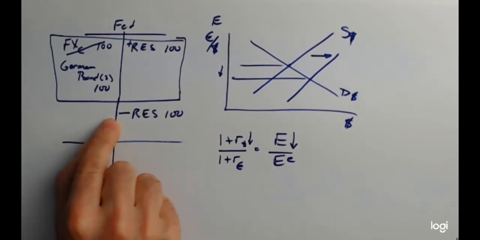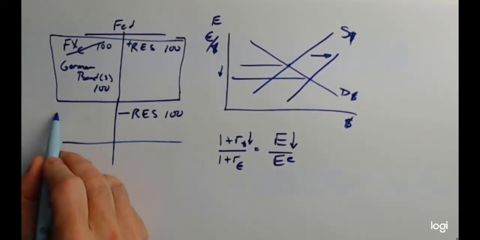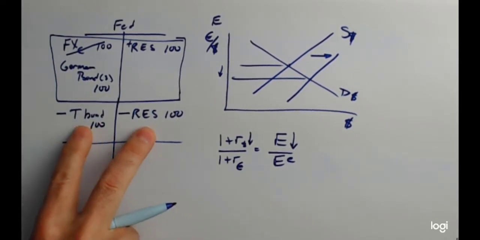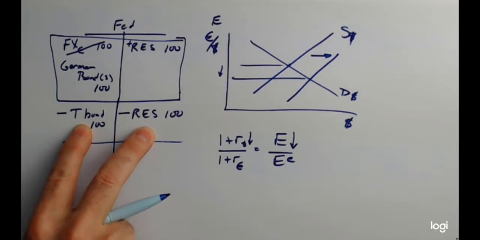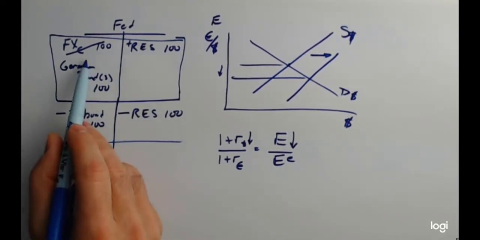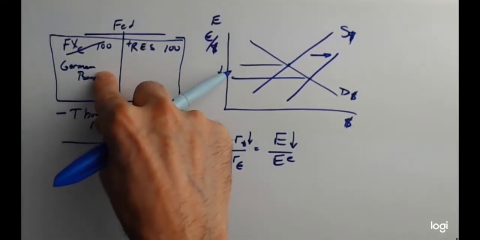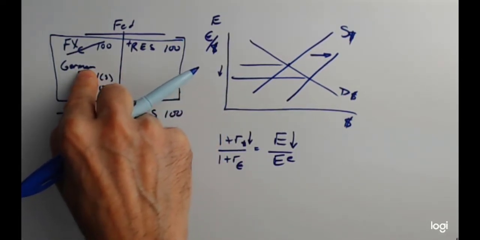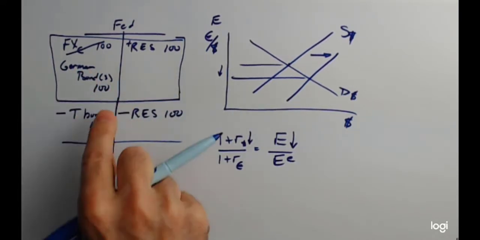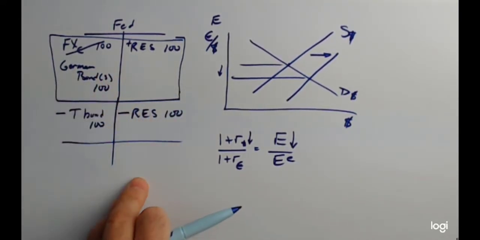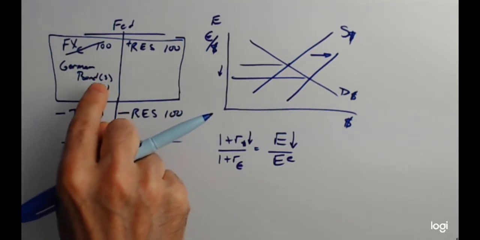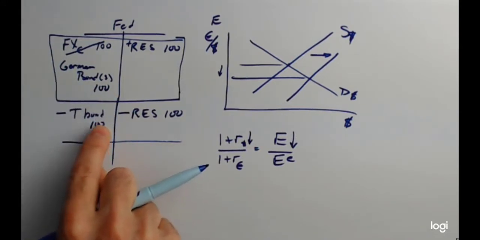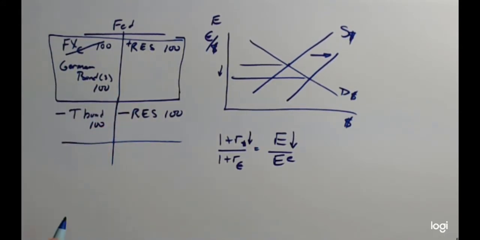And what's the other side of the sterilized effect? Well, the Fed would have to sell a treasury bond, for example, of $100 to get rid of those reserves. And so ultimately, on this side of the balance sheet, what we've done is we've swapped a treasury bond and received a German bond in its place. That's sometimes called a portfolio effect because we've increased our demand for German bonds relative to U.S. bonds. That's sometimes called a portfolio effect, just as a side note.